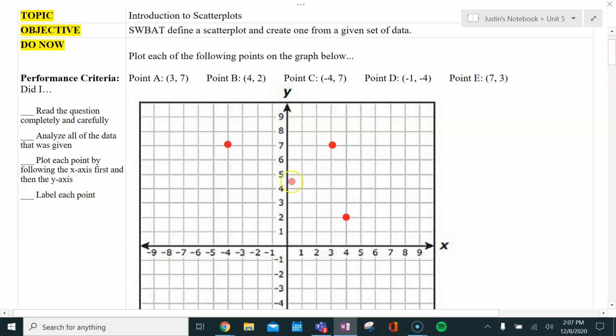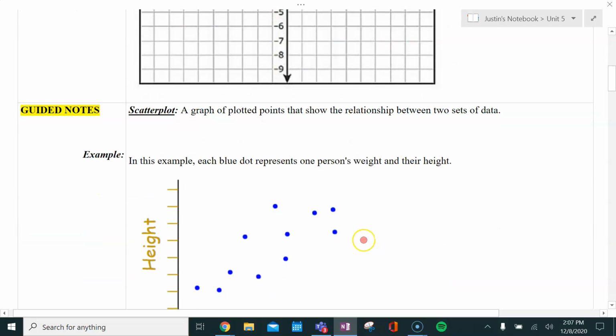And point D would be -1, -4, so we go over 1 and then down -4. And the last one would be 7, 3, starting in the middle again, over 7, up 3, and that would be my point E. So then you would want to label these as well. So this is what your warm-up should look like.